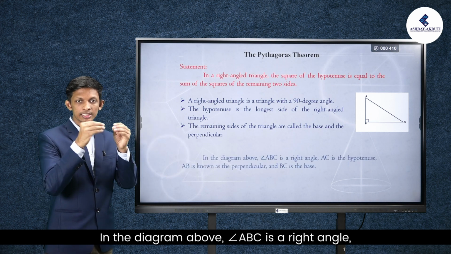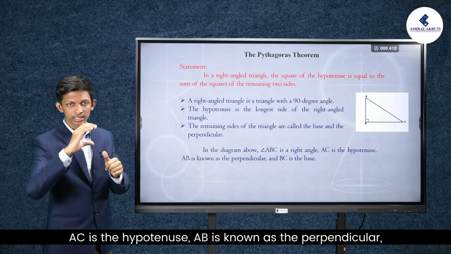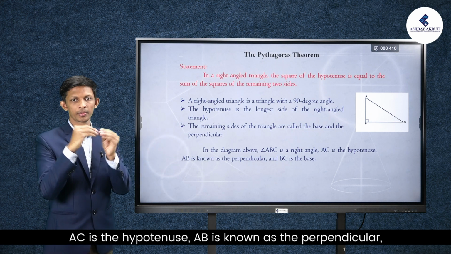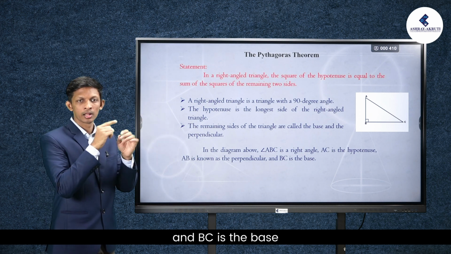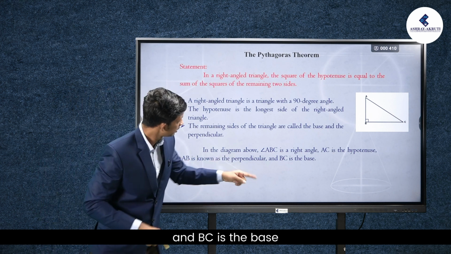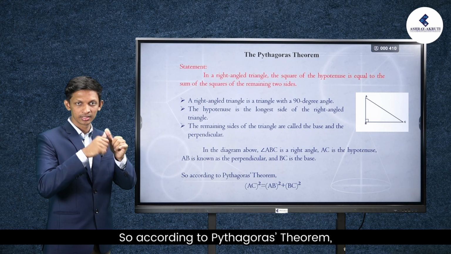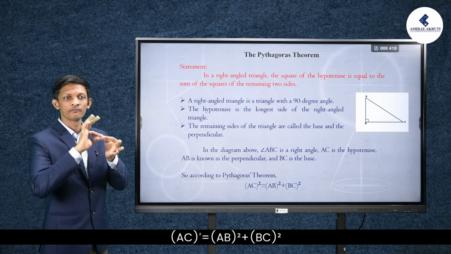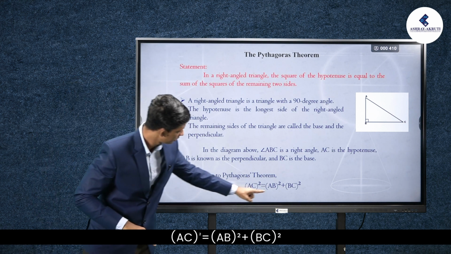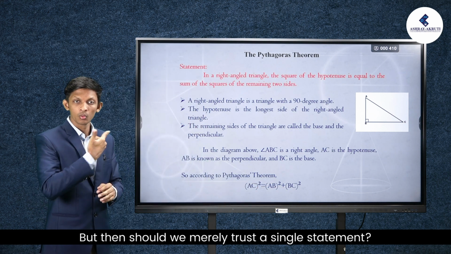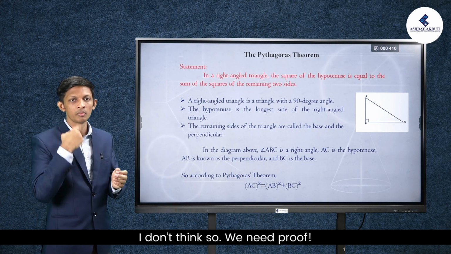In the diagram above, angle ABC is a right angle. AC is the hypotenuse, AB is known as the perpendicular, and BC is the base. So, according to Pythagoras theorem, AC square is equal to AB square plus BC square. But then should we merely trust a single statement? I don't think so. We need proof.